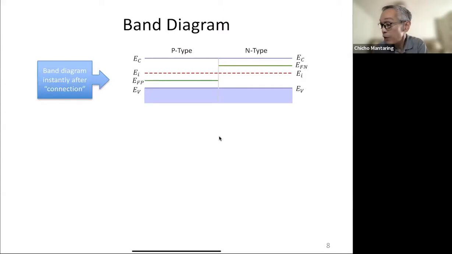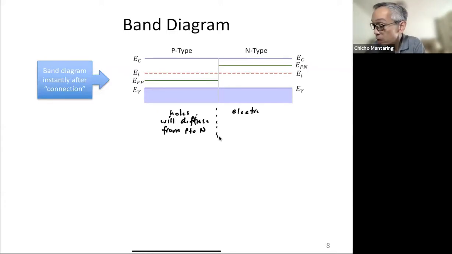Okay. Now, what is going to happen? So at the instant that the connection is made, because of diffusion, your holes will diffuse from P to N. And then your electrons will diffuse from N to P. So meron tayong holes pag ganito, meron tayong electrons pag ganito.